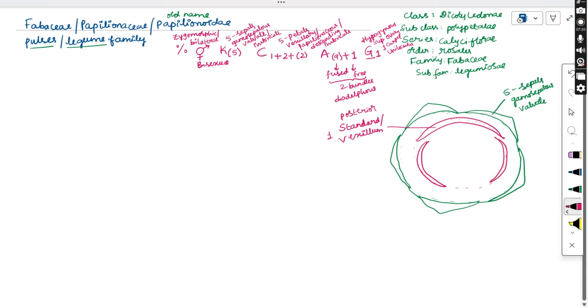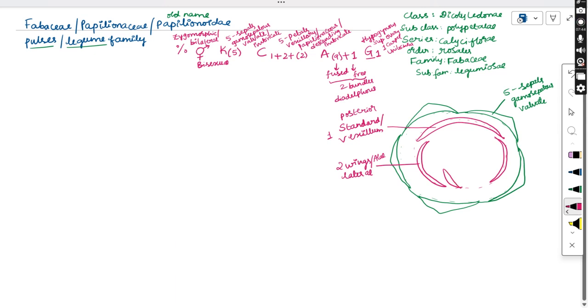These 2 small petals are called the wings. So 2 wings are present, which are covered by the standard or vexillum. These are present towards the lateral side and they are overlapped by this, and in turn they will be overlapping the 2 more petals. There is another name for these wings, we call it ala.